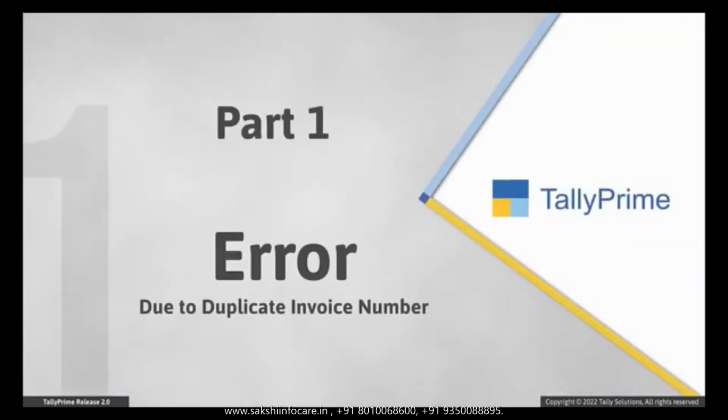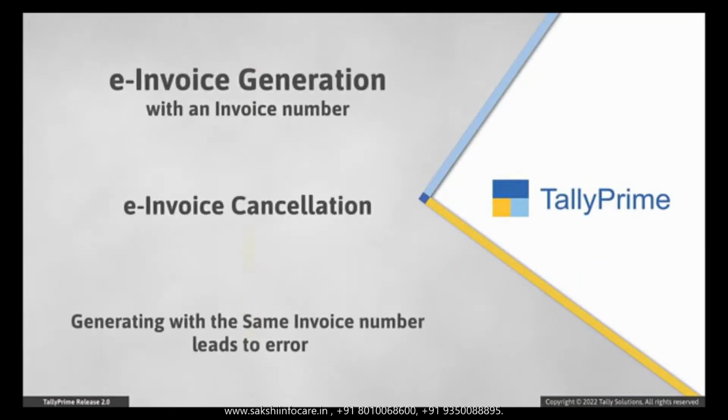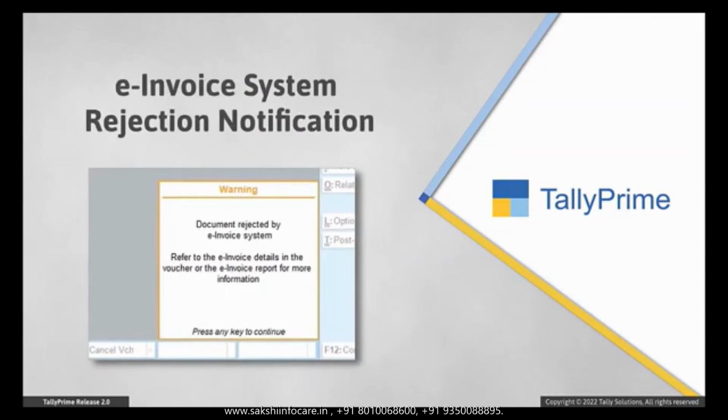Now, let us first look at the error that occurs due to a duplicate invoice number. Consider that you had generated an e-invoice for a transaction with an invoice number. Thereafter, you had to cancel the invoice or you just created a new voucher with the same invoice number. In such a case, when you try to generate e-invoice for the transaction, the e-invoice system rejects it.